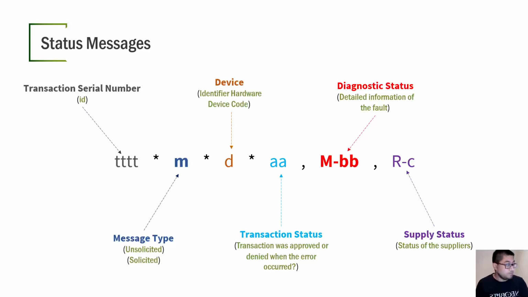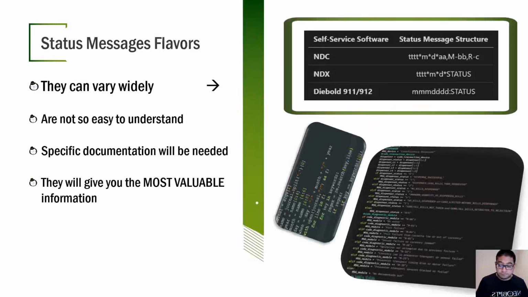So all of this information is not the same in every self-service software because they are not the same. But we will see a comparative table. For example, some of the flavors that we have are the NDC, the NDX, and the Dial 911 and 912. As we can see here, for example, the NDX will compose the M and the R errors in just this status. The Dial 911, 912 will not have that identifier at the beginning.